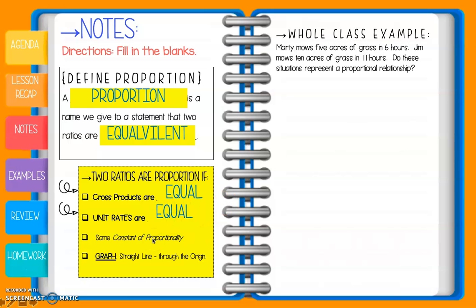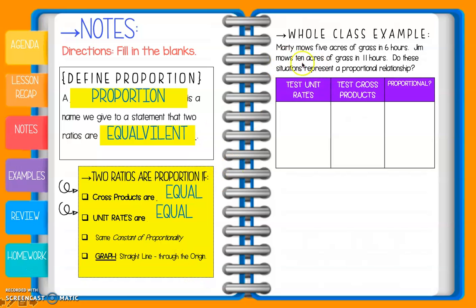So let's take a look at an example together. It says Marty mows 5 acres of grass in 6 hours and Jim mows 10 acres of grass in 11 hours. Do these situations represent a proportional relationship? So the first thing that we're going to do is we're going to test their unit rates. Then we're going to test their cross products. And then we're going to determine if they are proportional or if they are not proportional.